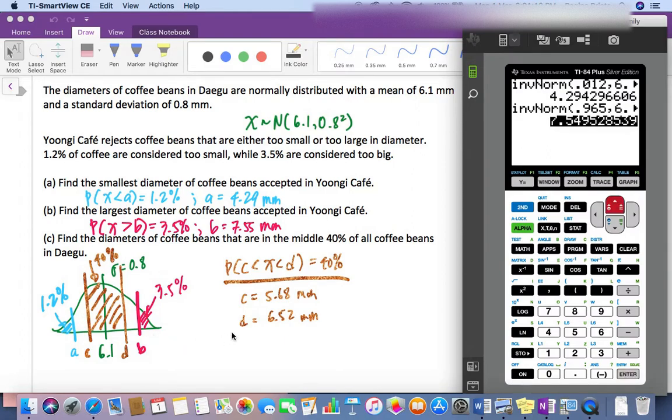Actually, I could just do this. 30% is 0.3, and that will give 5.68. That will be your C. To get your D, D is supposed to be 70% from the left, so that will be 0.7. That should give you the same answer, which is 6.52 millimeters.